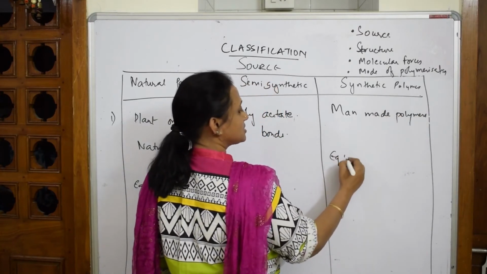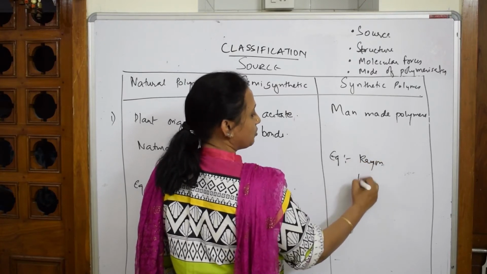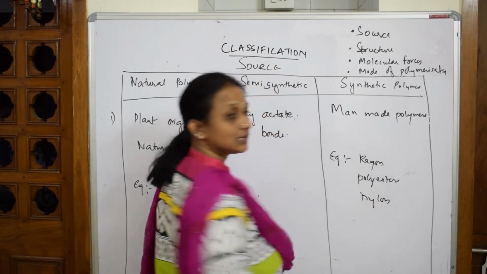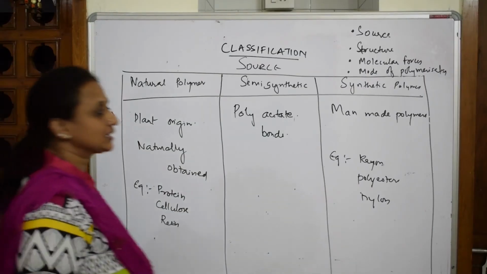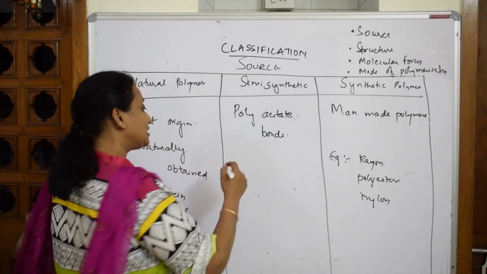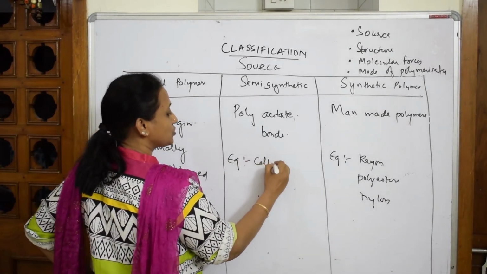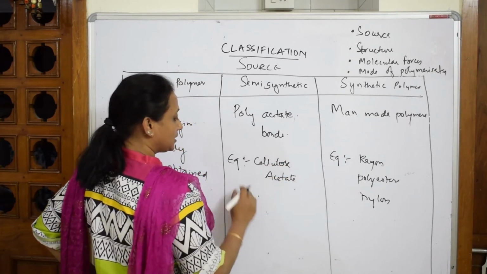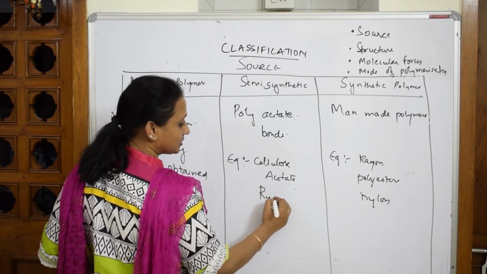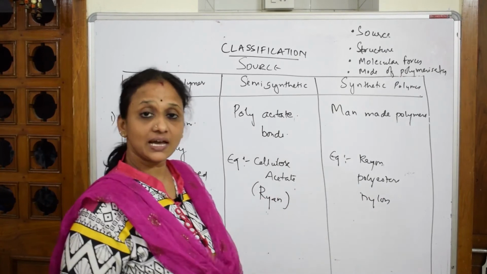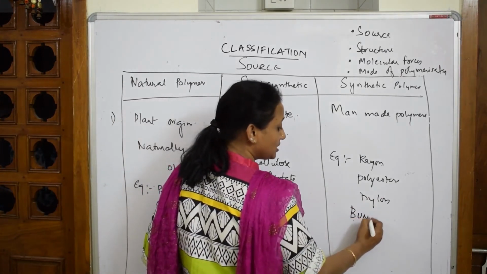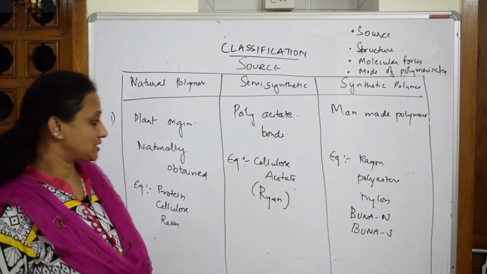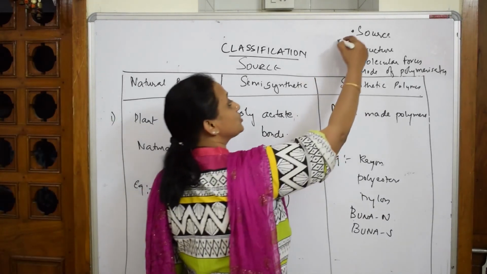Like your rayon is man-made, polyester is man-made, nylon is man-made, all these are synthetic polymers, right? When I say polyacetate bonds, basically, if I have to write the example, cellulose acetate, we call them rayons, rayon cloth. Here you can also add Buna-N, Buna-S, whose structures we have already seen, which are man-made polymers. So let's come back and learn the next category, that is based on structure.